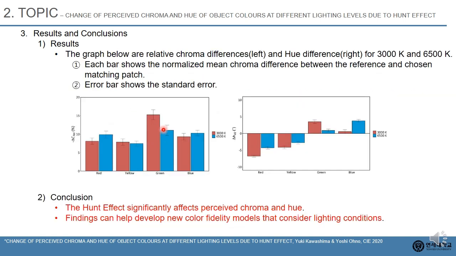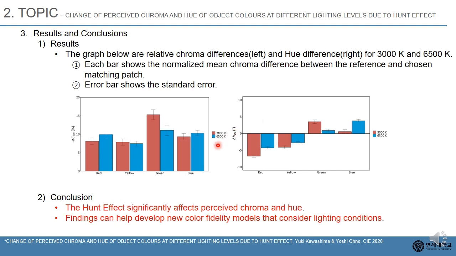And this is the graph, which shows the relative chroma differences here on the left and the hue difference here, similarly for 3000K and 6500K. Each bar shows the normalized mean chroma difference between the reference and chosen matching patch. Error bars show the standard error.